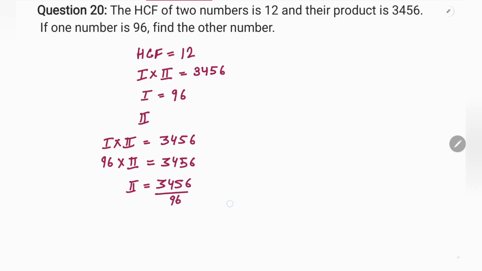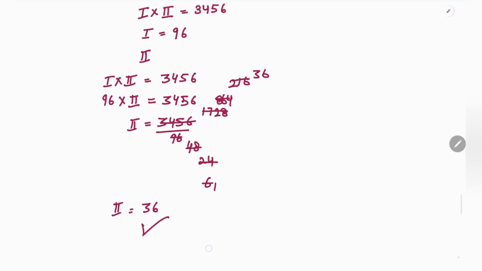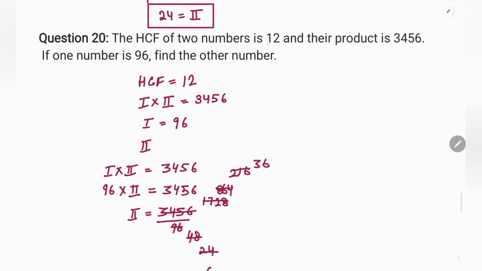We will simplify this, right? Both are divisible by 2. 2 ones are 2, 1, 2 sevens are 14, 2 twos are 4, 1, 2 eights are 16, right? And then again with 2, 2 eights are 16, 1, 6, 4, right? And then with 4 it is divisible, 4 sixes are 24, 4 twos are 8, 1, 6, and this is 36. So what is the second number? The second number is 36. 36 and 96, and HCF is 12, right?